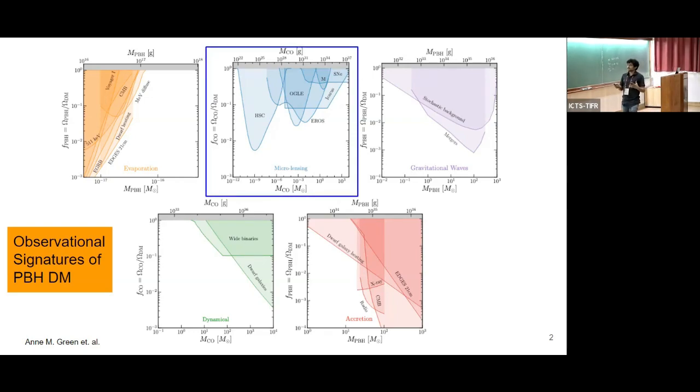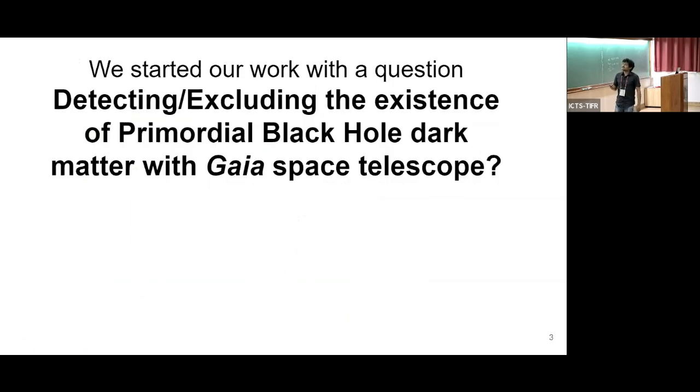There are two aspects of microlensing. One is the brightening of a star due to the microlensing effect. Another one is the shift. The constraints that you are seeing right now are due to one aspect only, which is the apparent brightening of the star. So we asked a very simple question: can we detect or exclude the existence of these primordial black hole dark matter with the precise astrometric measurement of stars in our Milky Way by the Gaia space telescope?